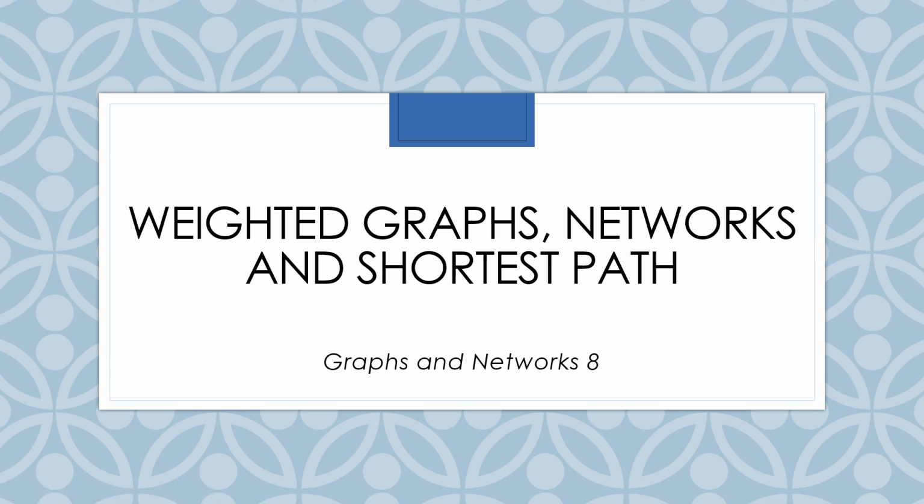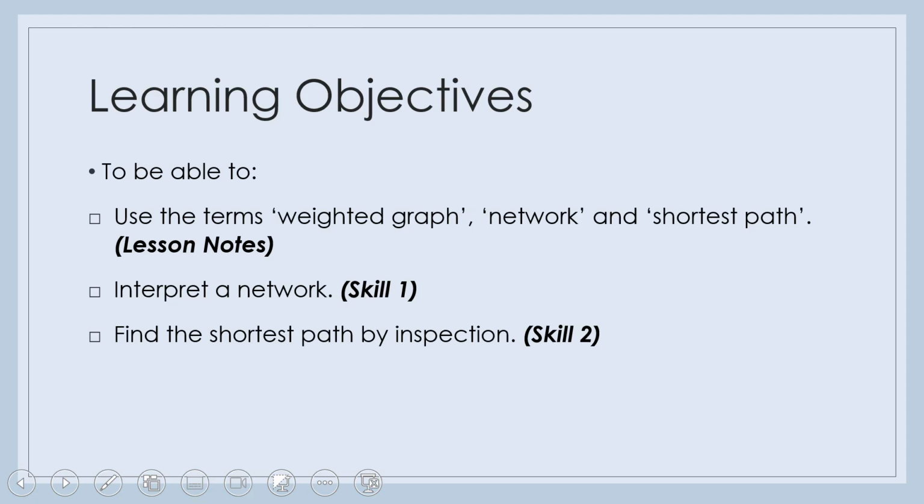We have weighted graphs, networks, and shortest paths. This is lesson 8 within our networks. Okay, here are the objectives. Weighted graph, again, definitions, you need to know these. Shortest path is kind of a new topic that we'll look at. Interpret a network and find the shortest path via inspection. We'll talk about that in a second.